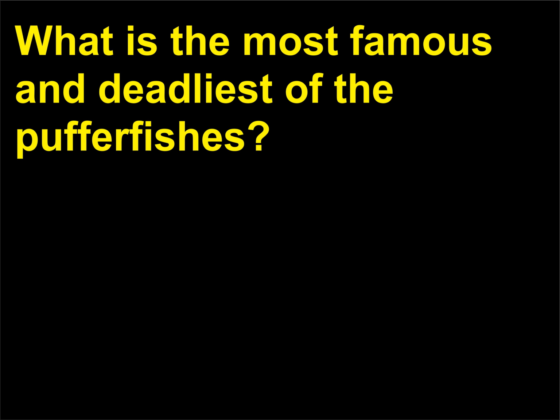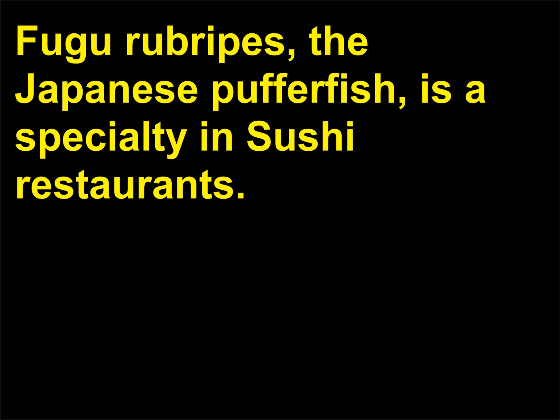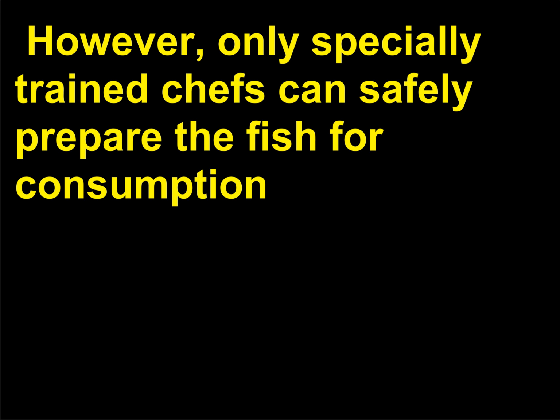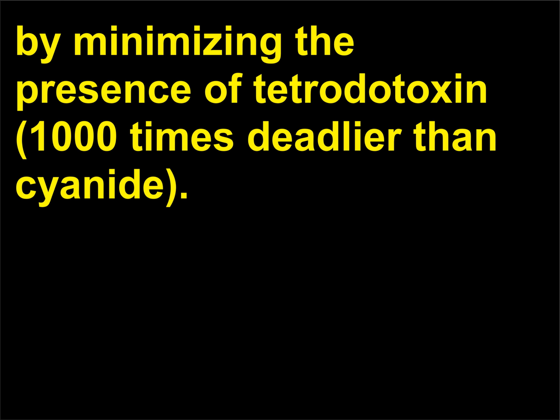What is the most famous and deadliest of the puffer fishes? Fugu rubripes, the Japanese pufferfish, is a specialty in sushi restaurants. However, only specially trained chefs can safely prepare the fish for consumption by minimizing the presence of tetrodotoxin, 1,000 times deadlier than cyanide.